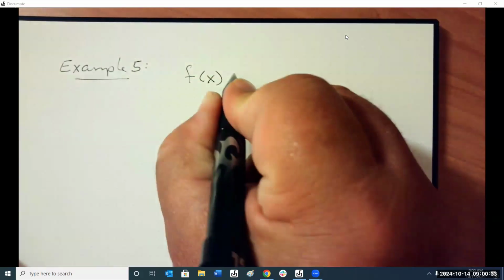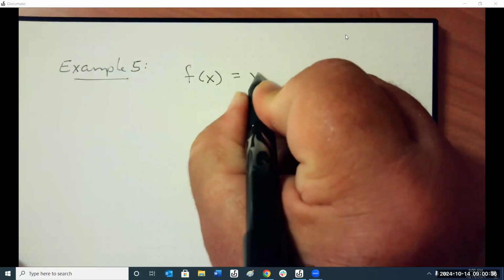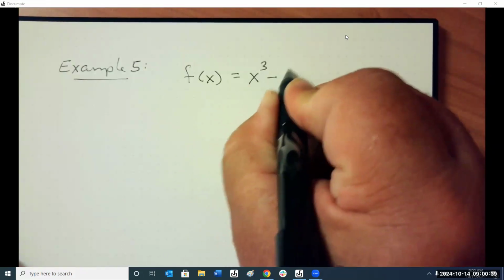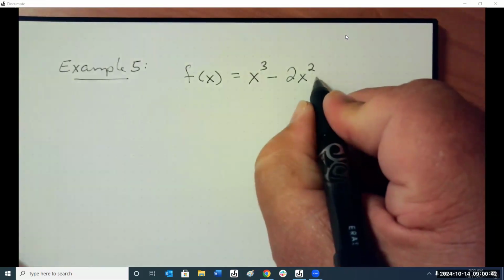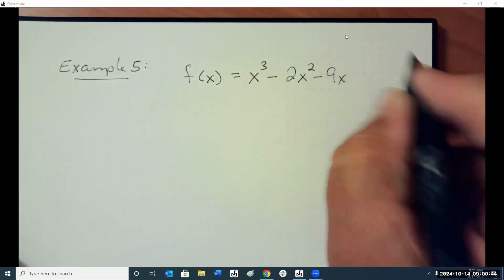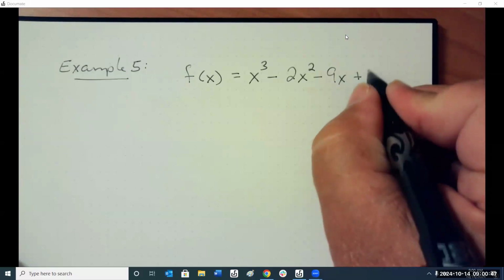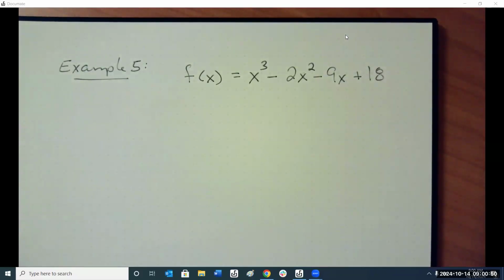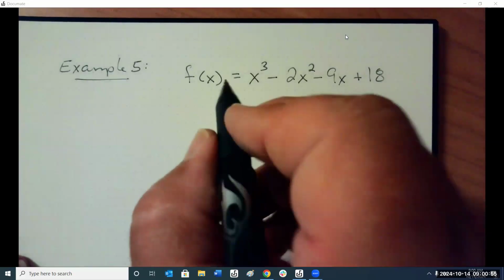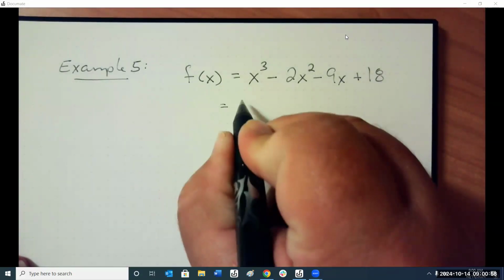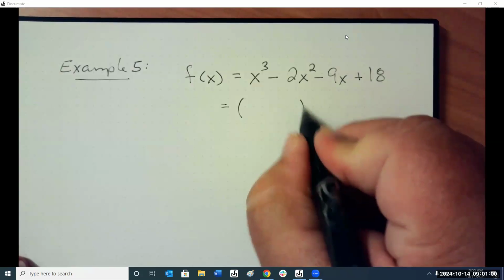Example 5. Find the zeros. F of x equals x cubed minus 2x squared minus 9x plus 18. So the only method we know how to solve these is by factoring. I mean the grouping method.